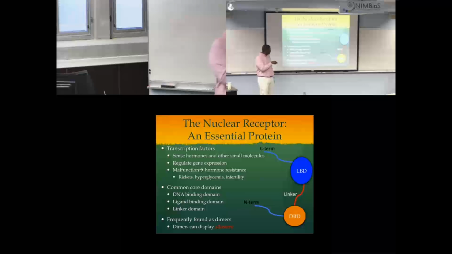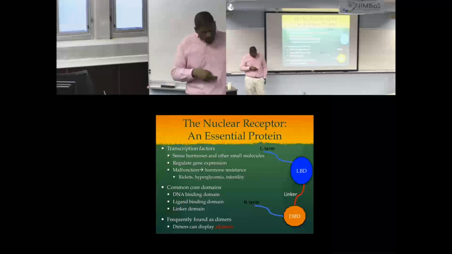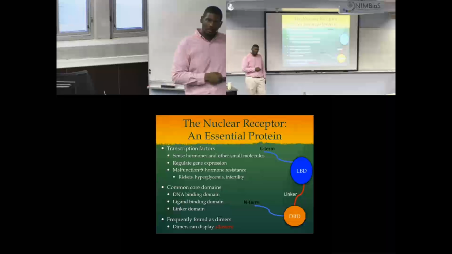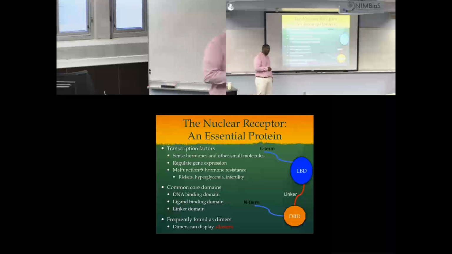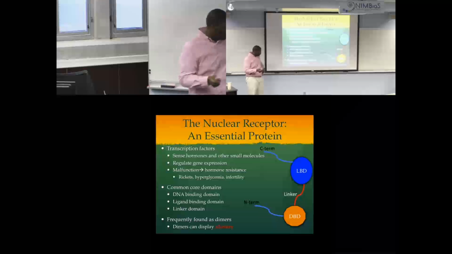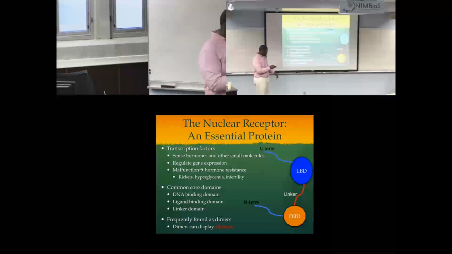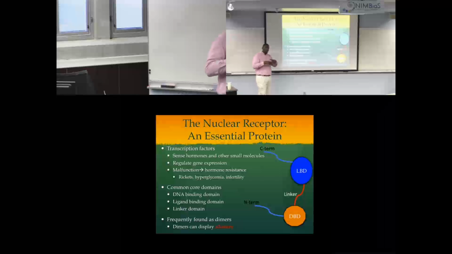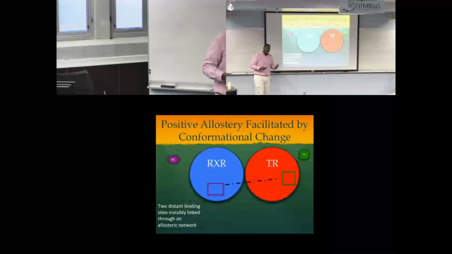And so you frequently find these nuclear receptors. They're very social proteins. They like to dimerize, like to partner up. They don't like to be by themselves. So you find them as dimers, 2 of them associated together. And those dimers are able to display allostery on each other. Okay, so now you're saying, okay, finally, tell me what allosteric is.